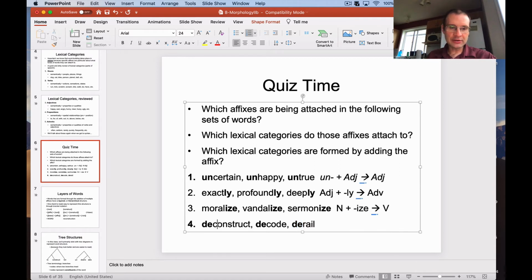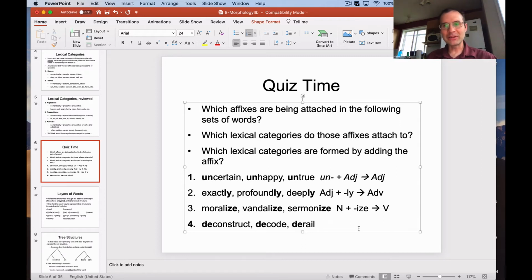And what are these other words? Construct, code, and rail. Not all these are obvious, I guess, in terms of what their lexical category might be. So specific strings of sounds may form words which can take one or more different lexical categories. So code is a noun when you think about a code which you have to use to translate one message into another or something like that. Or you could code something, which is kind of a fancy word for saying programming a computer.